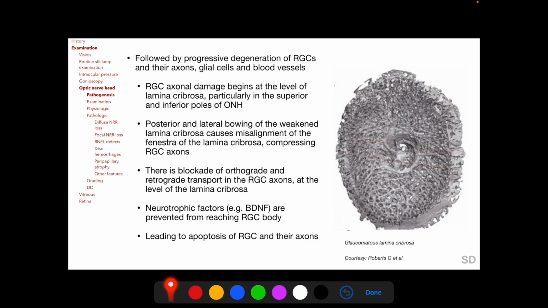Because of this compression of the retinal ganglion cell axons, there is blockade of orthograde and retrograde axoplasmic transport within the axons of the retinal ganglion cells at the level of lamina cribrosa. Because of blockade in retrograde axoplasmic transport, neurotrophic factors such as brain-derived neurotrophic factor, which are taken up by the terminals of the axons of the retinal ganglion cells, are prevented from reaching the cell body of the retinal ganglion cells, and this leads to apoptosis of the retinal ganglion cells and their axons.